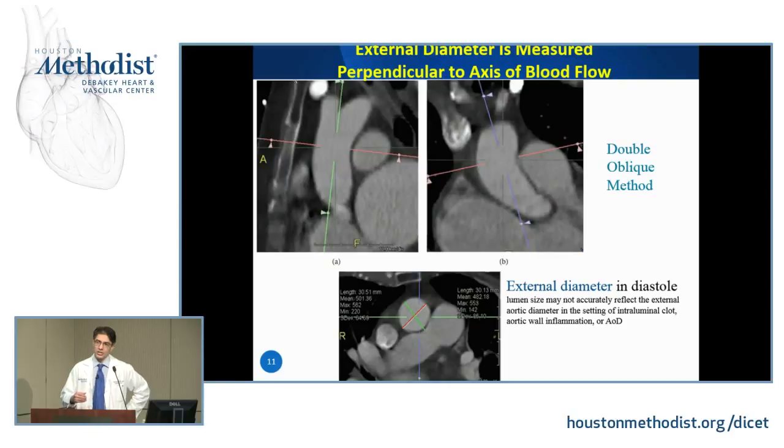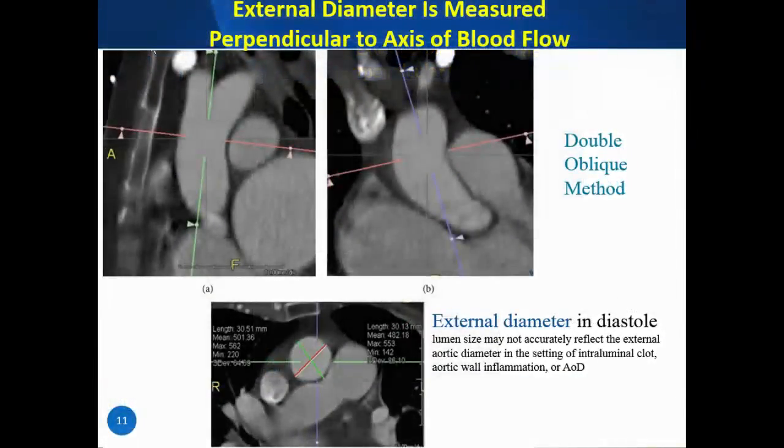Now, how do we measure this external diameter? So the recommended technique for both CT and CMR is what we call the double oblique method, where, using two different views, you create a true short axis of the vessel in question. And then once you have the true short axis, you're able to measure the external diameter, which is the outer wall to the outer wall.